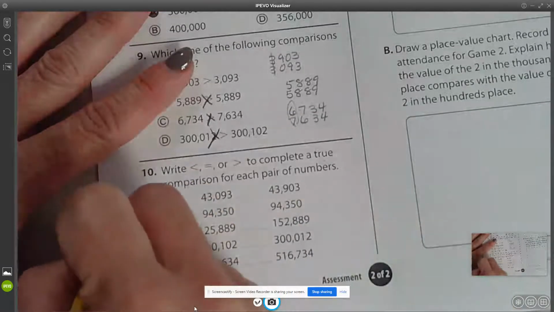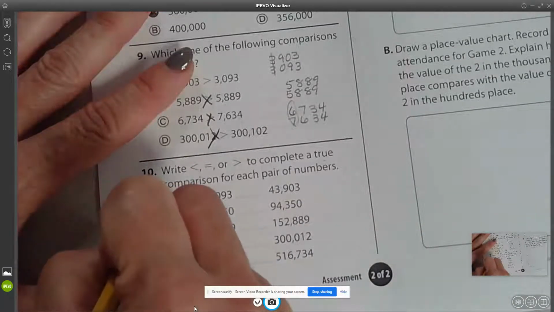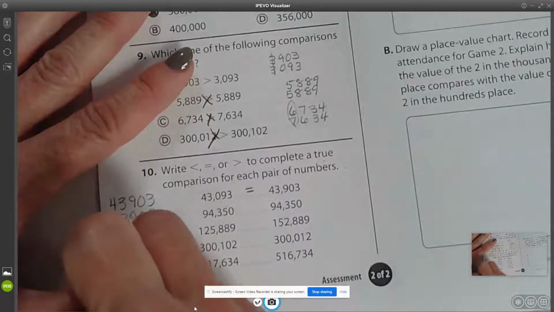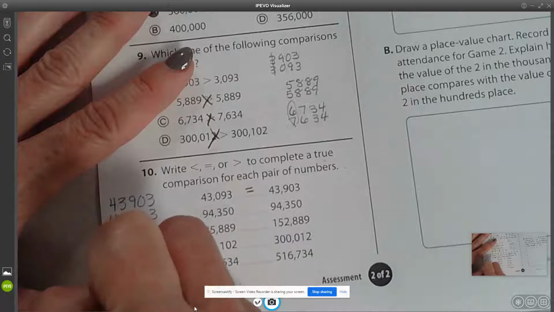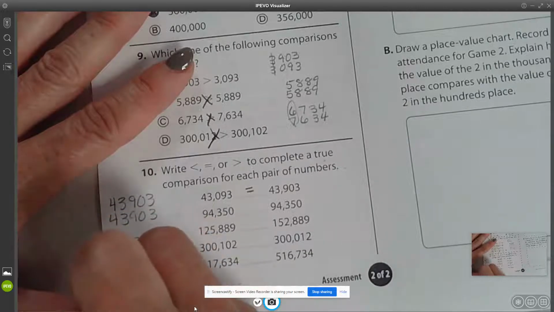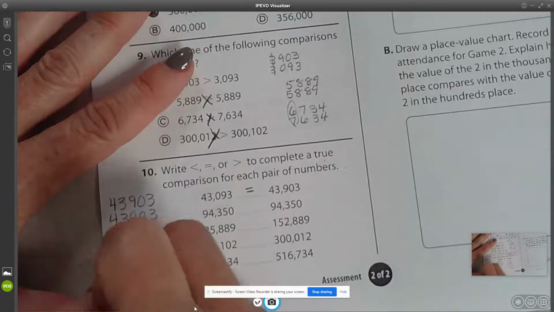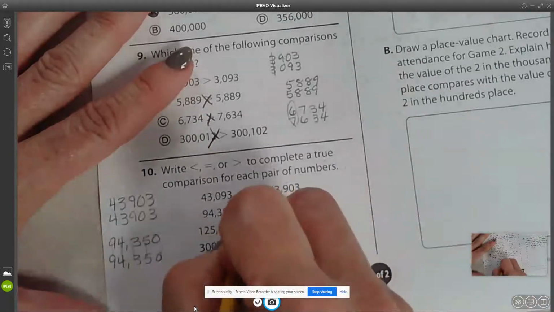43,903. And as I'm writing this, I'm seeing they're all the same. So equals. All right. 94,350 and 94,350. Same. Equals.